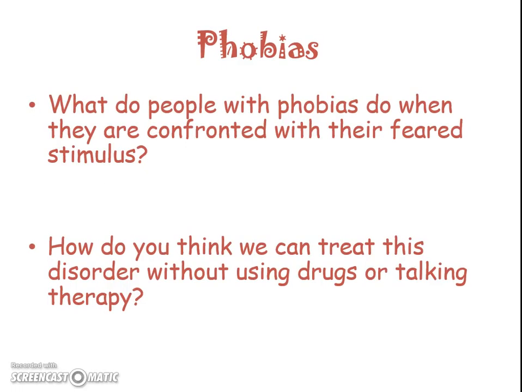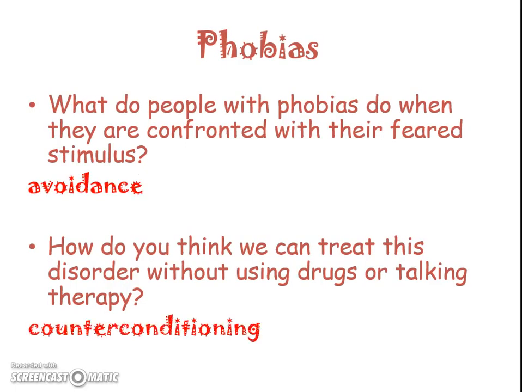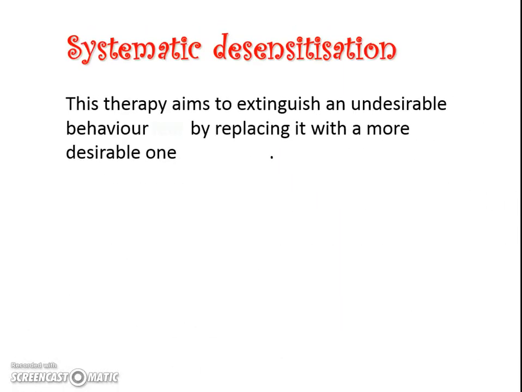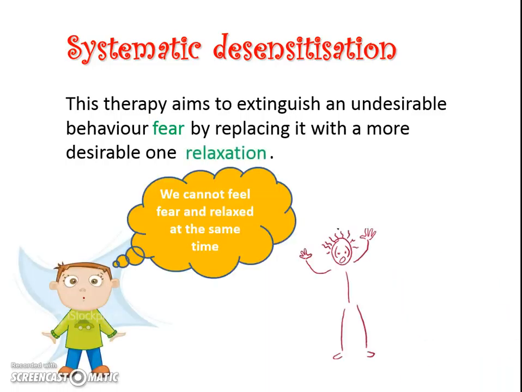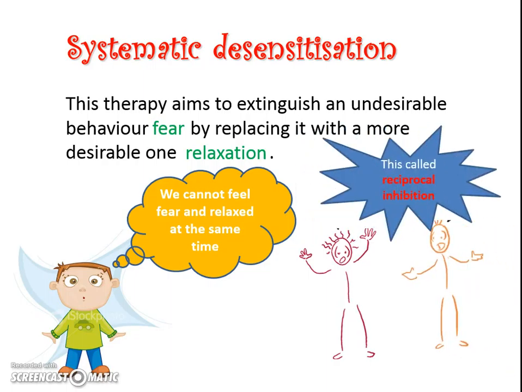The first one, systematic desensitization. So remember, you avoid things that you're scared of, and what we can do to teach you against that is called counter conditioning. So systematic desensitization aims to replace an undesirable fear with a desirable relaxed behavior. We can't feel fear and relaxed at the same time. This is called reciprocal inhibition. You can't be scared and relaxed at the same time.